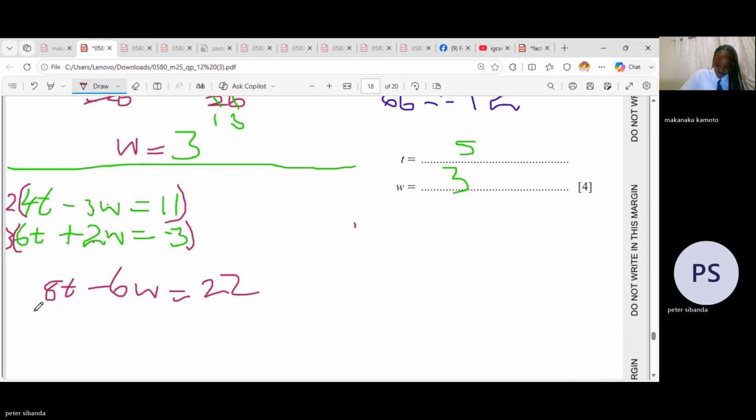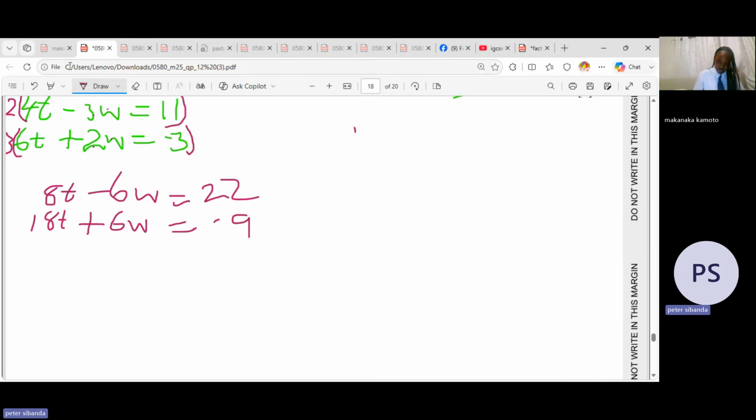18t plus 6w equals to? Is equals to negative 9. Negative 9. Right. You see these two.